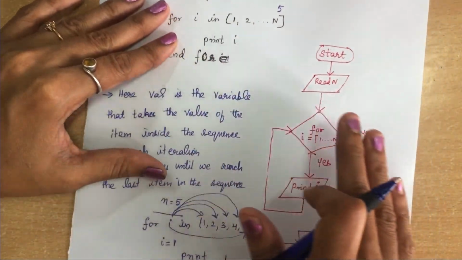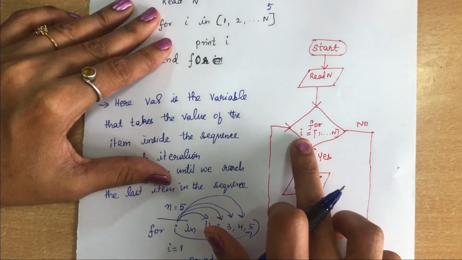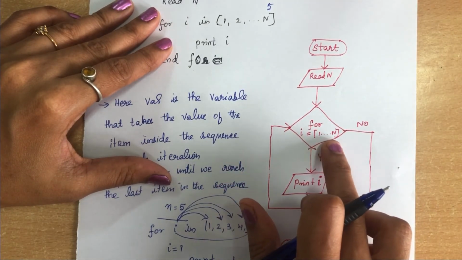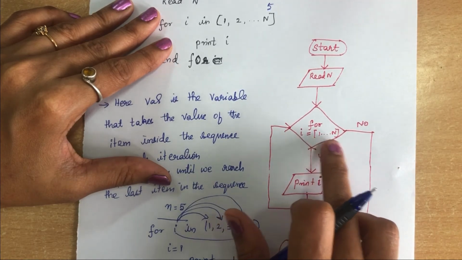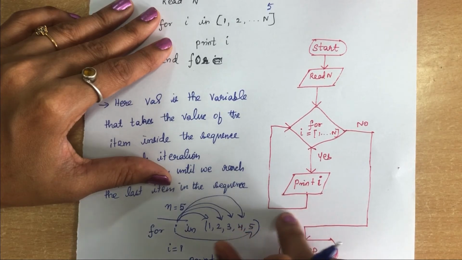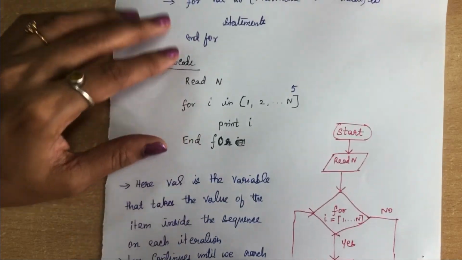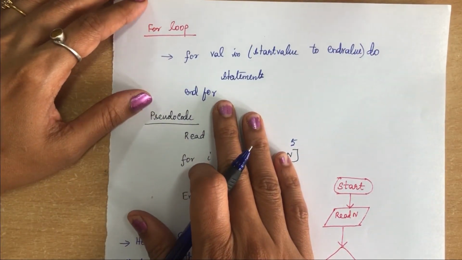The same thing I am going to explain in the flowchart. Start, read n. For I inside the sequence, if yes, meaning it is among the numbers inside the sequence, it will print that particular I and proceed. Else, if no, it comes outside and stops. So this is the for loop.